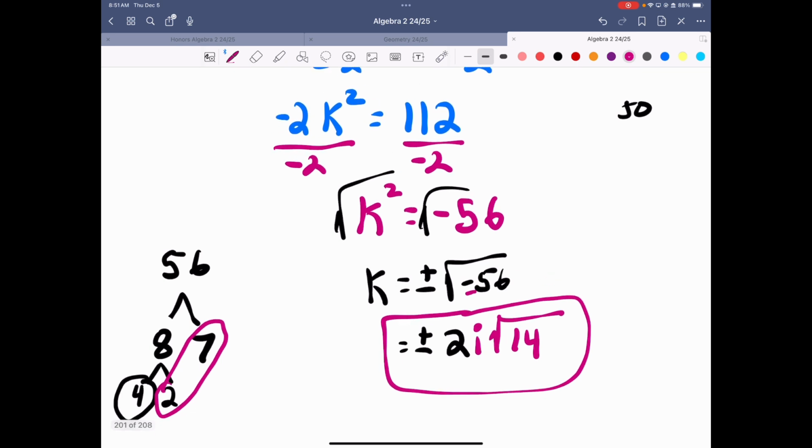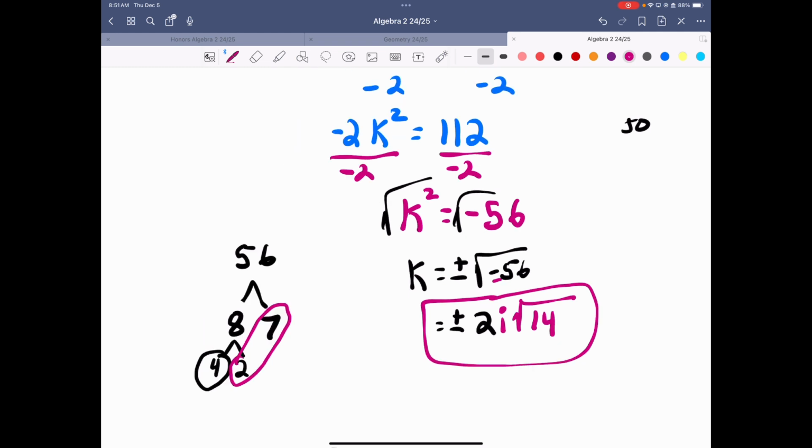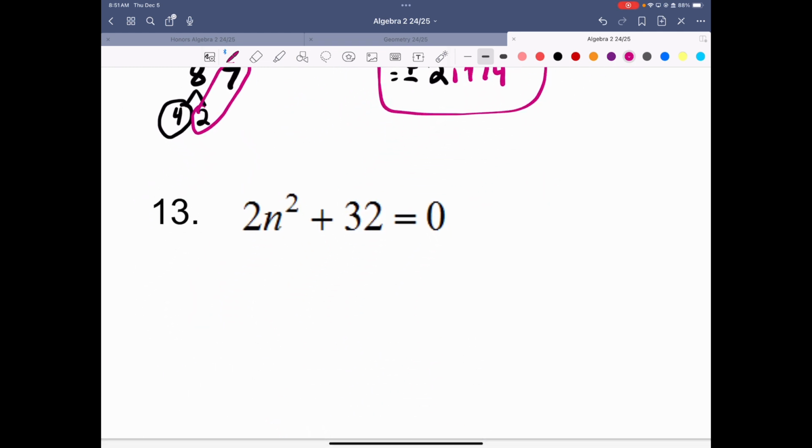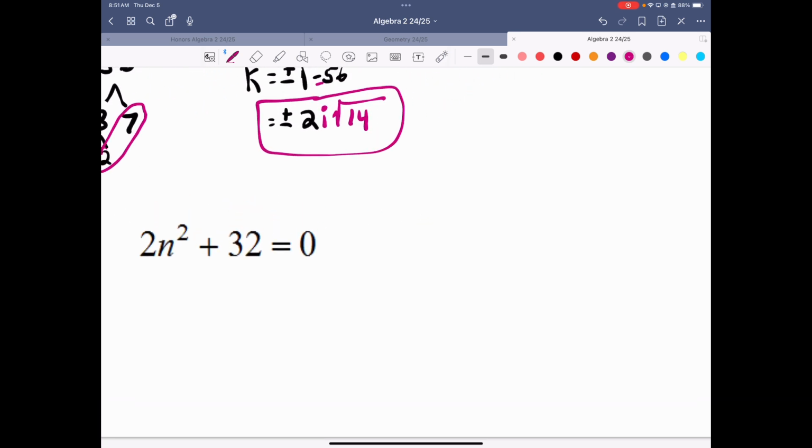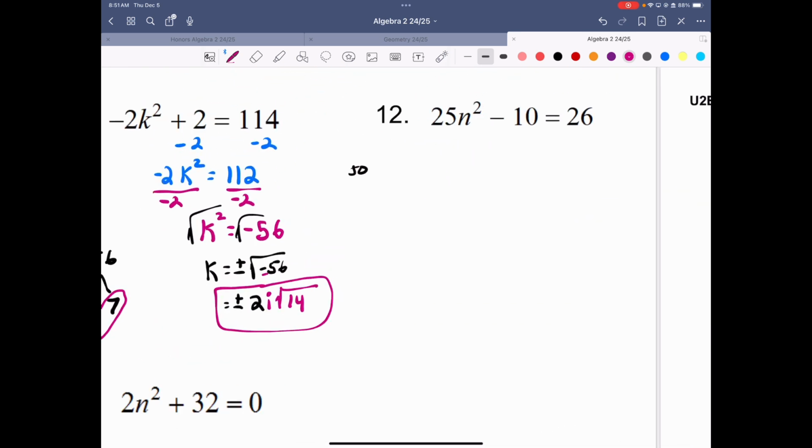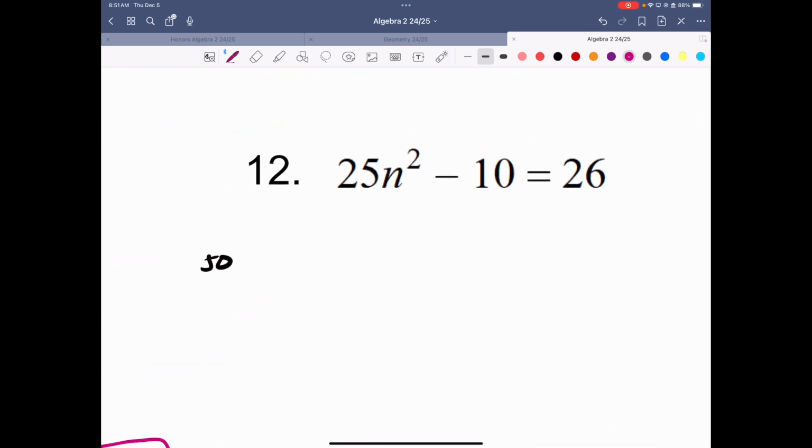Again, notice the negative's gone, all of that kind of stuff. It's kind of colorful. Get rid of any addition or subtraction first to your variable. Then get rid of any multiplication. Then deal with your square roots after that. Okay. Go ahead, do number 12.